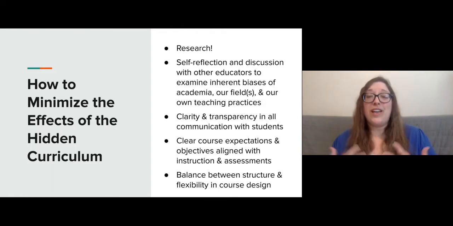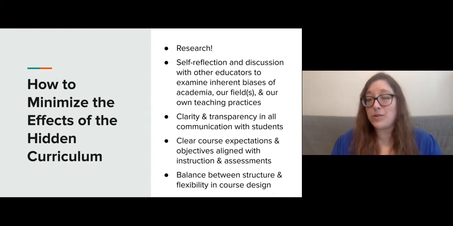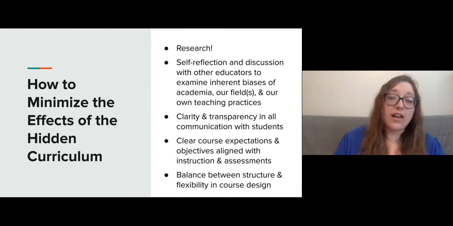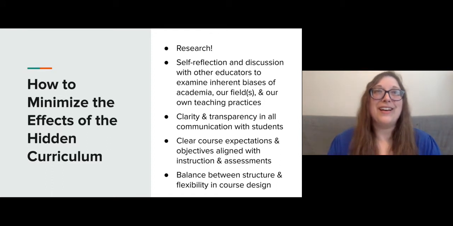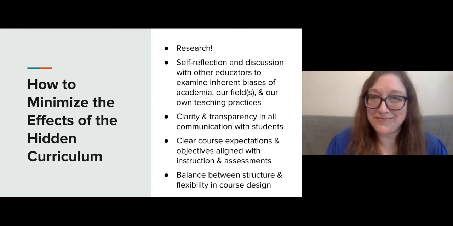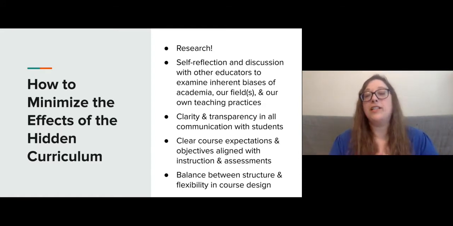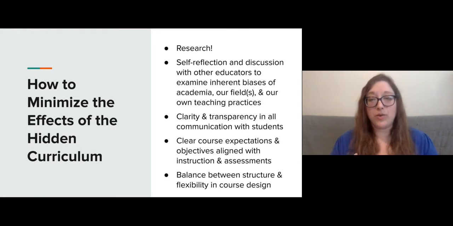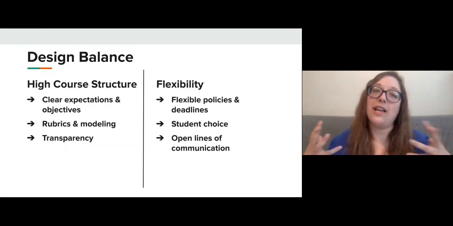We can also engage with our students in a transparent manner, emphasizing clarity and transparency in all our communications with students, including clear course expectations and objectives that are aligned with our instruction and our assessment. For reminders about that, that was all the subject of Module 1. And the other thing that we can do is try to strike a balance between structure and flexibility in course design. And that's the final thing I'm going to talk about right now. So, talking about design balance.